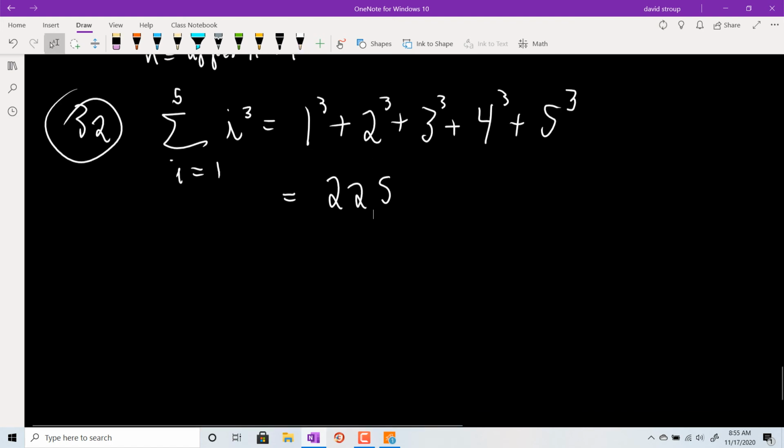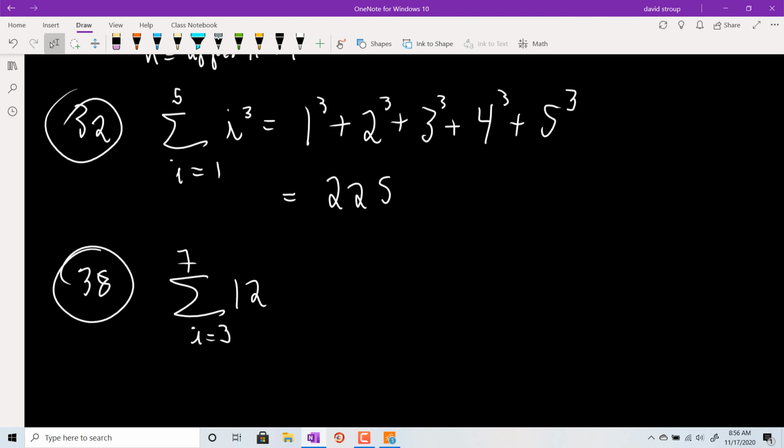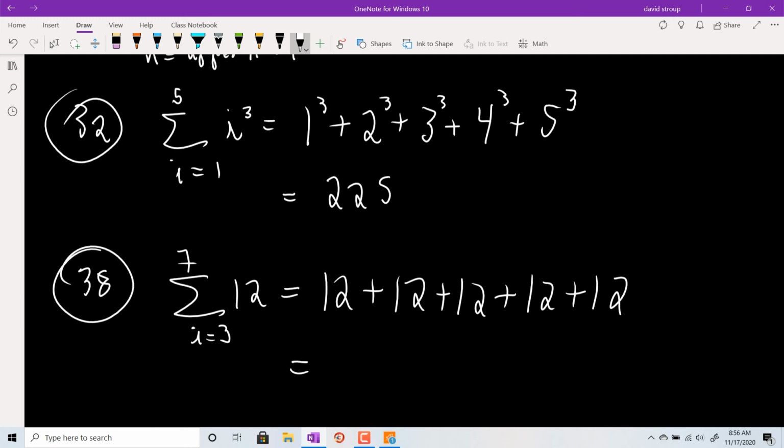Let's look at another, 38. So I have the sum from I equals 3 to 7 of 12. Okay. This formula is constant, so every time you're just plugging in 12. When I is 3, the thing you're putting in there is just 12. When I is 4, it's just 12. When I is 5, it's just 12. When I is 6, it's just 12. When I is 7, it's just 12. It's a constant. So we have 1, 2, 3, 4, 5 12s. So that'll be 60.